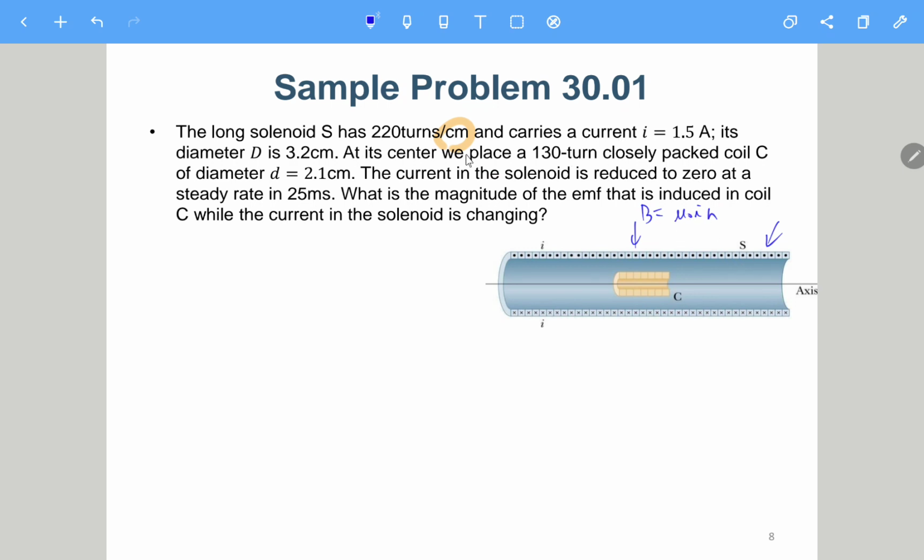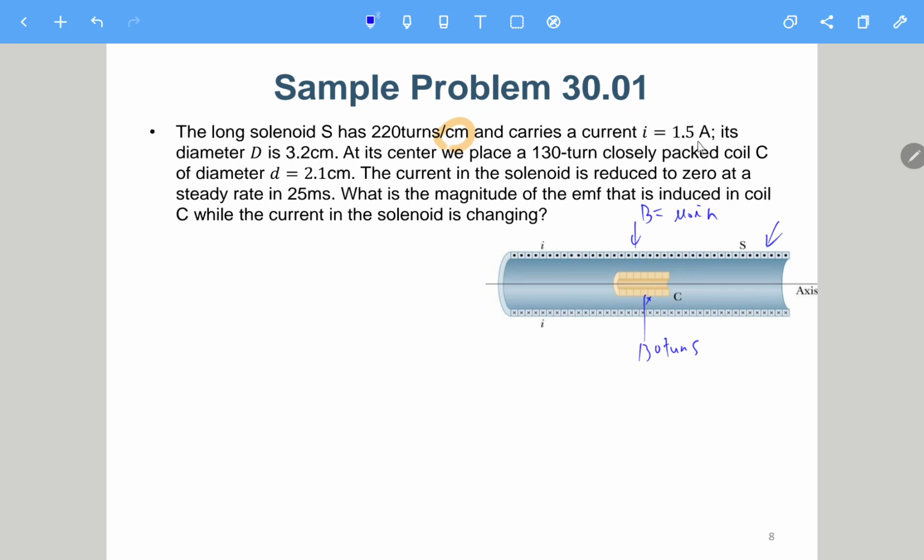Okay, and then at its center we place another coil C. This is coil C, a smaller one, with only 130 turns, of diameter D. Of course the diameter is smaller. This diameter is 2.1 centimeters. The larger diameter is 3.2 centimeters. So the current in the solenoid is reduced to 0.